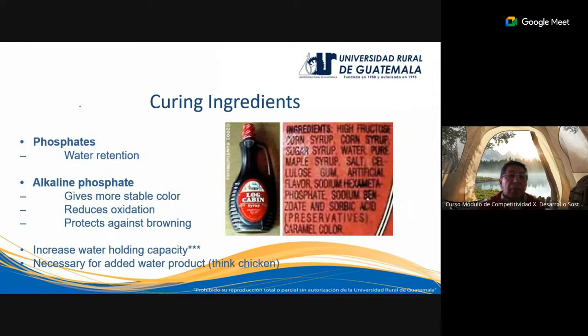Another ingredient that we can use is phosphates for water retention. We can also use alkaline phosphate, which gives more stable color, reduces oxidation, protects against browning, and increases water holding capacity, necessary for added water products. Here we can see on this label artificial flavor, also sodium hexametaphosphate, and sorbic acid, and they mention here that these are the preservatives. But let's continue.